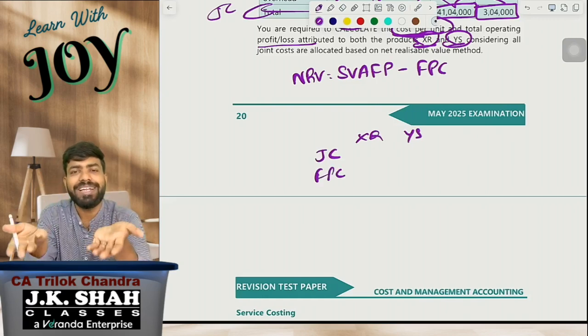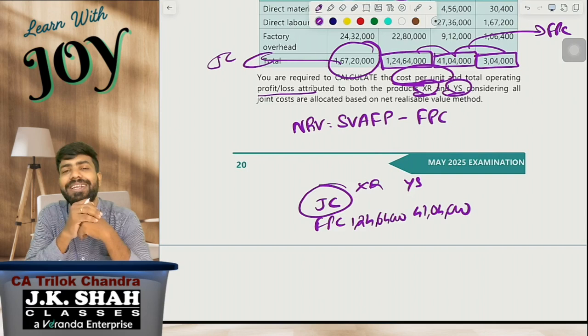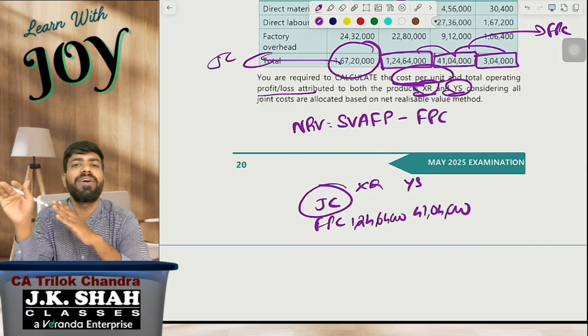Further processing cost is directly given. XR further processing cost is 1 crore 24 lakh 64,000. YS further processing cost is 41 lakh 4,000. Now we need to calculate the joint cost using which method? NRV, net realizable value method. How to calculate NRV? Sale value after further processing minus further processing cost.